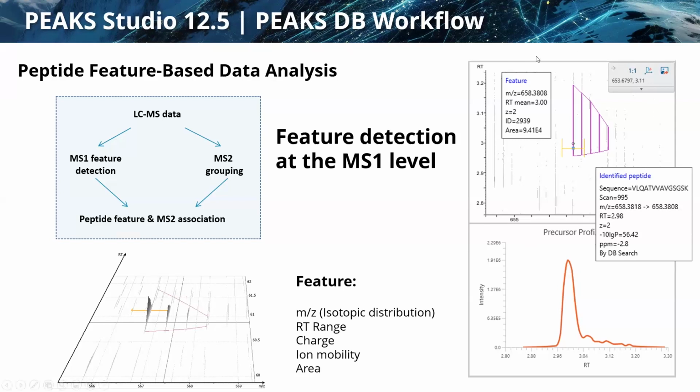And I've just got this picture over here showing within PEAKS how a feature will actually look. So for each peptide identification, you'll also be given this graph of a feature. You'll see outlined in the purple is the retention time range and m/z isotopic distribution, and you'll see the MS2 isolation window here. You'll get to hover over it and see different statistics about the feature. And you'll see a precursor profile as well.